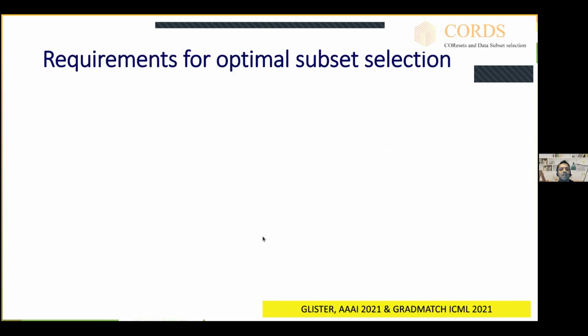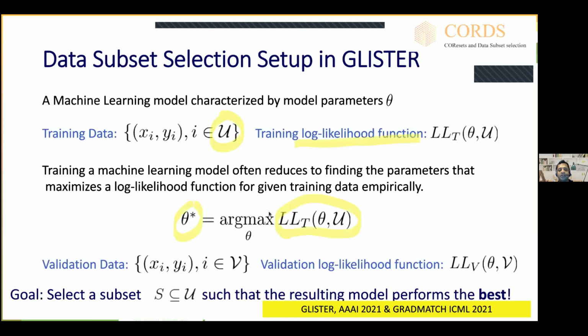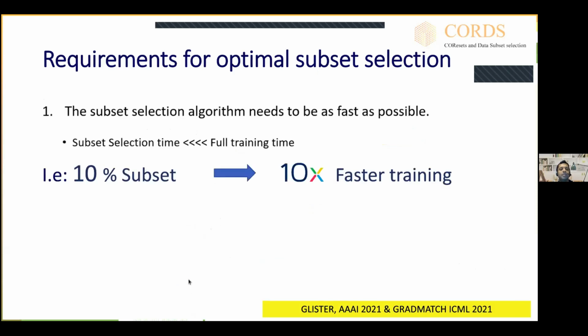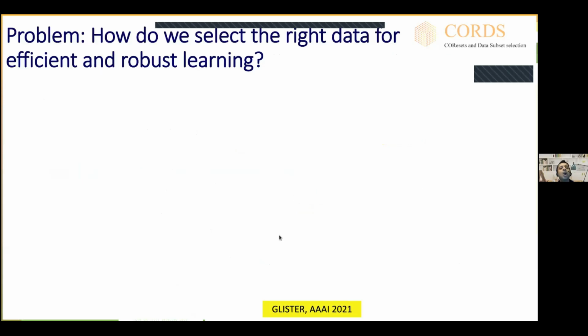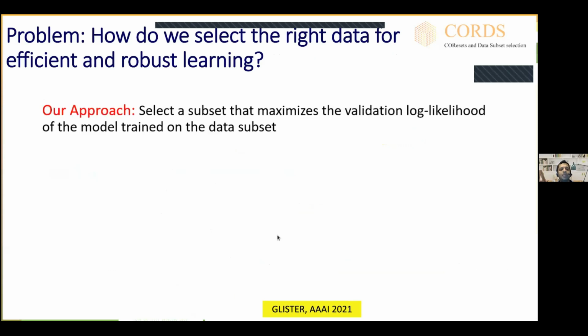And that's what we try to do in a couple of our works. So one important point here is, as we seek a subset of the training data such that the resulting model performs the best with respect to validation, we would like to make sure that the subset selection algorithm is as fast as possible. Obviously, you don't want the subset selection time to eclipse the overall training time. And also in the process, can we show theoretical guarantees for such subset selection schemes? So how do we select the right data for efficient and robust learning?